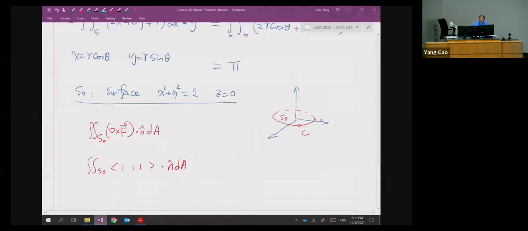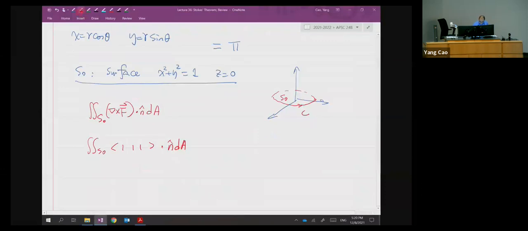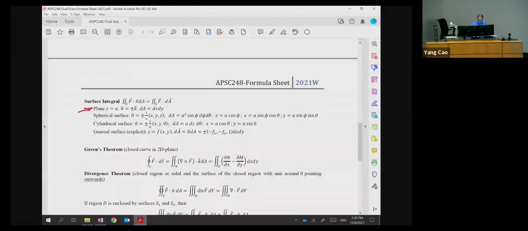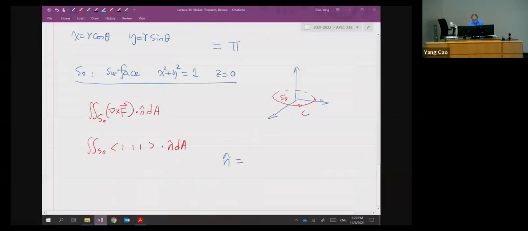This is how you would go to this formula sheet and find it. So now my question would be, this is your surface, and this is a plane z equal to a, or in this case, a is 0, and you've got two choices for the n hat, positive or negative k hat. Based on the current face orientation, your n hat must be k hat. And your dA must be dx dy.